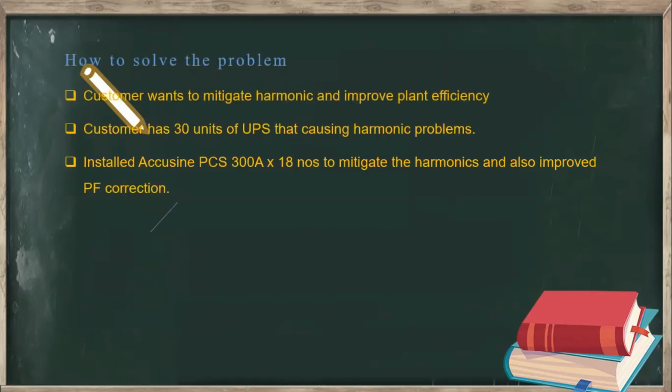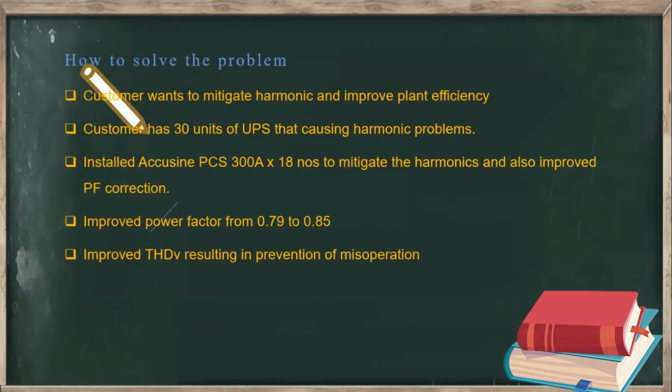How to solve the problem? The customer wants to mitigate harmonics and improve plant efficiency. The customer has 13 units of UPS. Install a cosine PCS 308 times 8K. Improve power factor from 0.79 to 0.85. And lastly, improve THD, resulting in prevention of misoperation.